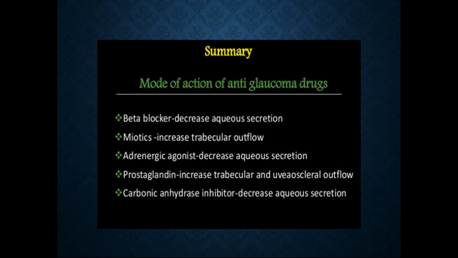So to summarize, these are the mechanisms of action of various drugs. Beta blockers decrease aqueous secretion. Miotics increase the trabecular outflow. Adrenergic agonists decrease aqueous secretion. Prostaglandins increase trabecular and uveoscleral flow. Carbonic anhydrase inhibitors reduce the aqueous secretion.